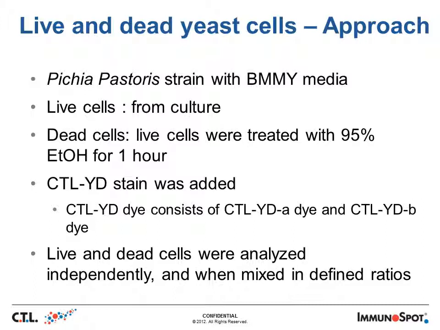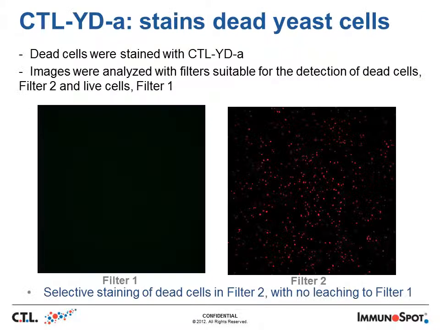We used the Pichia pastoris strain for our studies, and we cultured it in BMMY media prepared in-house. The live cells were used from culture, whereas for the dead cells, we treated live cells with 95% ethanol for 1 hour. We added the CTL-YD as shown in the workflow. At this point, I would like to mention that the CTL-YD consists of two components, the CTL-YD-a component and the CTL-YD-b component, and I will talk about this in a little bit. Live and dead cells were analyzed separately, and they were analyzed when mixed together in defined ratios.